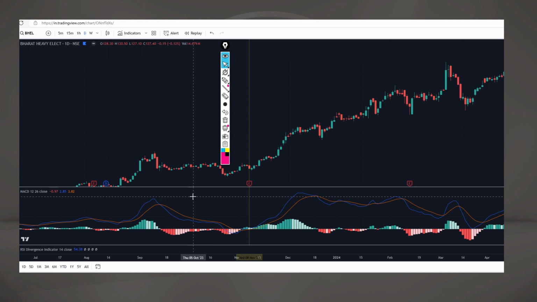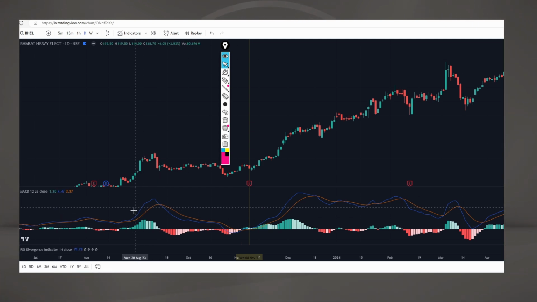Now what we do is, if the 12 is above 26, then the MACD line will be above 0. Okay, and if the 12 is below 26 EMA, then you can see that MACD line will go below 0. Now to smoothen it, you always add a moving average to that. You generally add a 9-period moving average of the MACD.